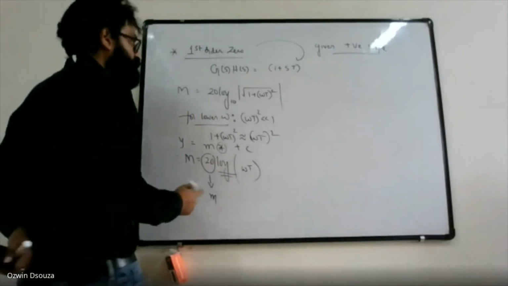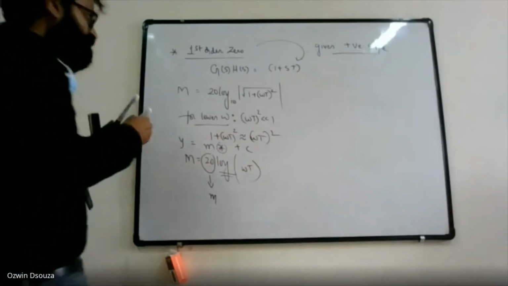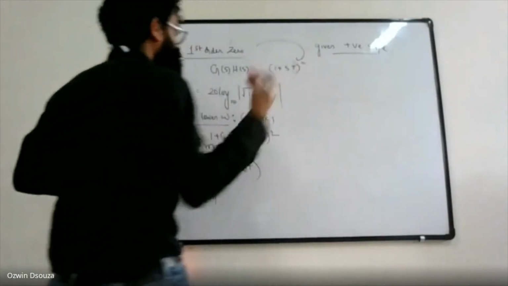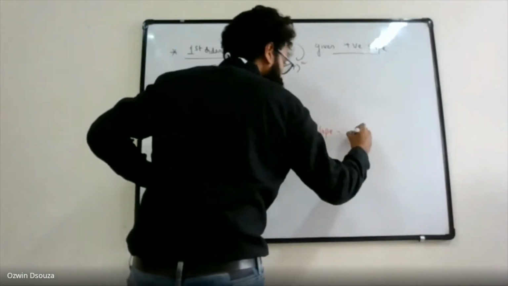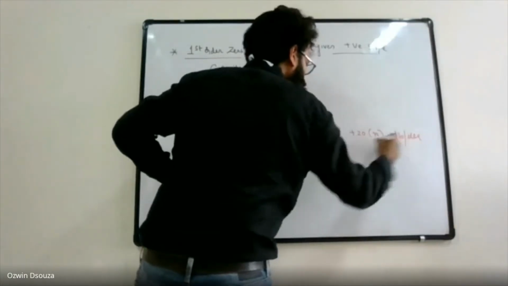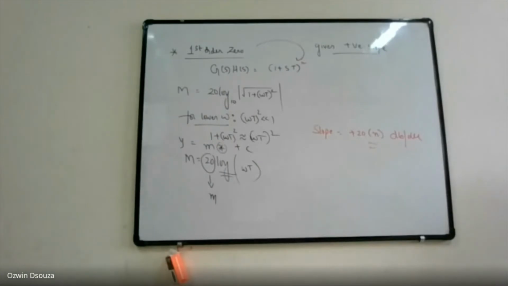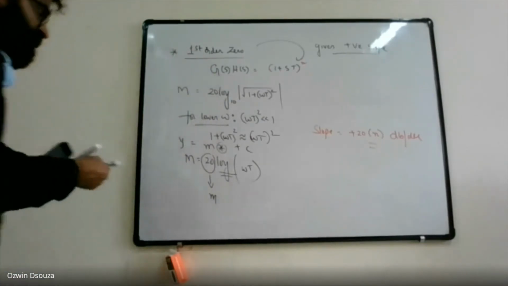Now, if I were to take the first order zero power as some n, then your slope would be plus 20 into n decibels per decade. That's all. So n becomes the multiplication factor: 20 into 2, 20 into 3, 20 into 4, and so on. So that's about the magnitude plot of the first order zero.